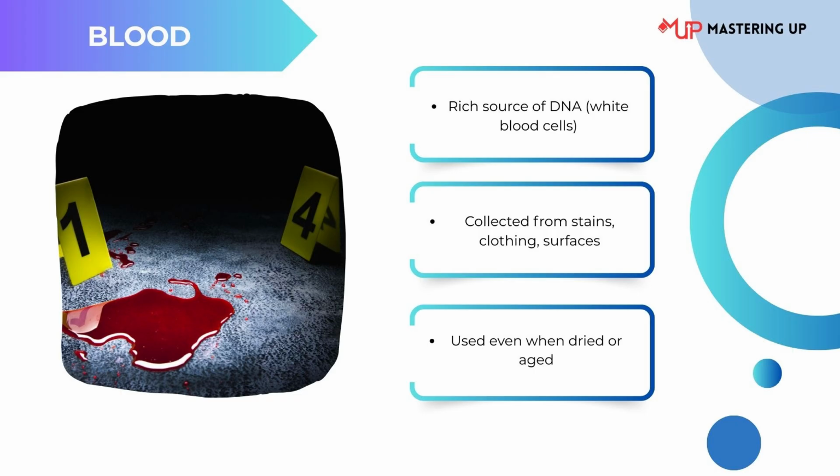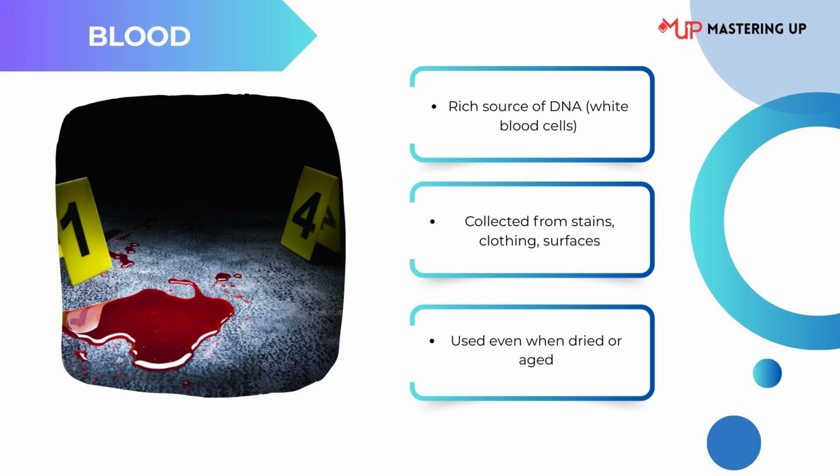Let's talk about one of the most commonly encountered types of biological evidence in forensic science, that is blood. Blood is a rich source of DNA, especially because it contains white blood cells. These cells have nuclei, and that's where the DNA is found. Even a small amount of blood can provide enough DNA to help identify an individual.